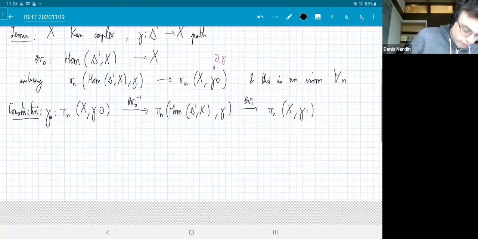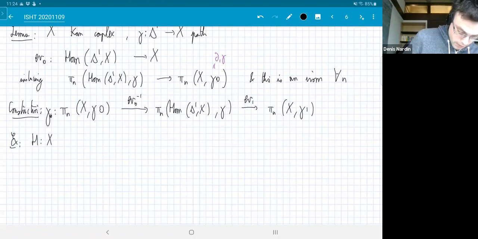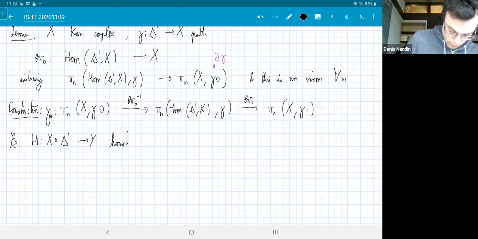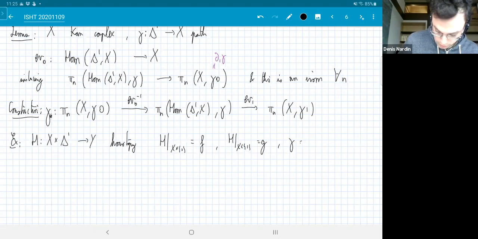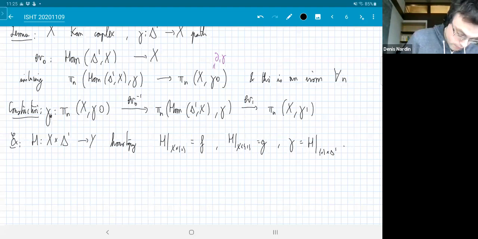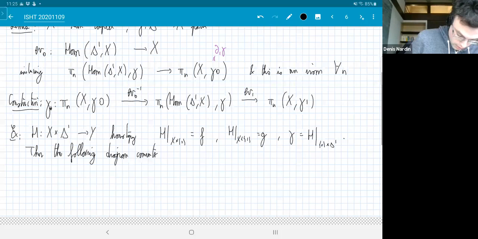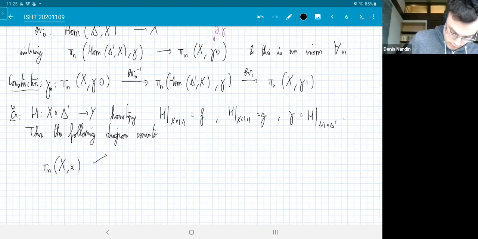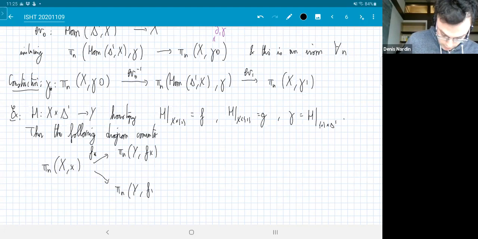Suppose you have a homotopy H with H restricted to X times zero being F, H restricted to X times one being G, and let gamma be H restricted to the base point times delta one. Then the following diagram commutes. We have pi n of X at x, pi n of Y at f of x, this is f lower star, pi n of Y at g of x, g lower star, and this is gamma lower star we just defined.